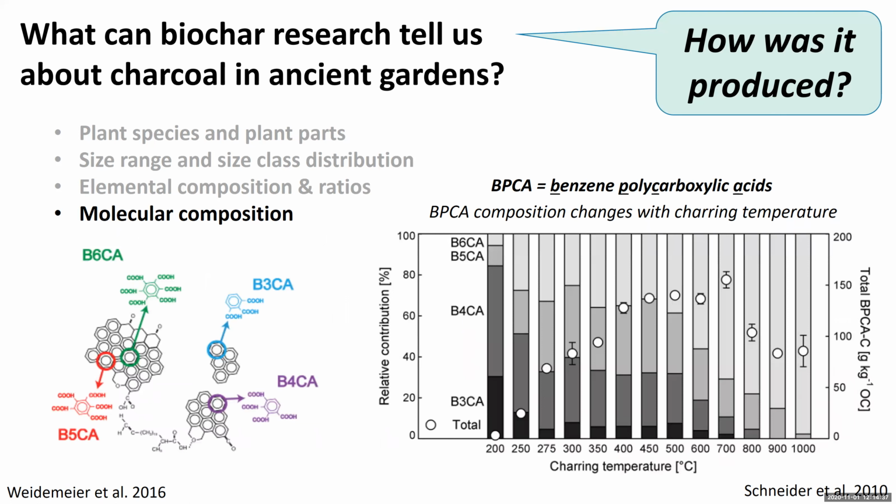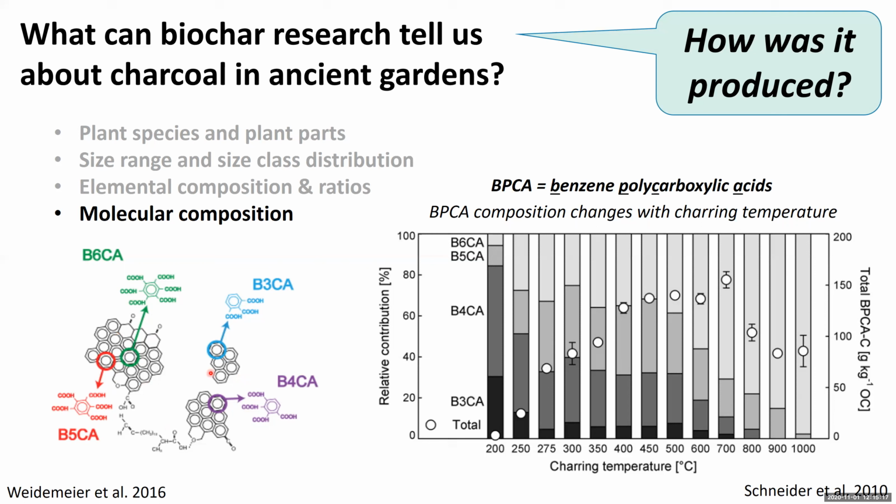So the molecular composition of charcoal can also give us additional clues into its formation temperatures. And for this, we can investigate BPCA ratios. BPCA stands for benzene polycarboxylic acids, which are molecular markers for charred biomass. Benzene is just another name for these 6 carbon ring structures or aromatic carbon rings that are concentrated together in charred biomass. And in the laboratory, we can digest a piece of charcoal in strong acid to break it apart into these clusters of aromatic rings.